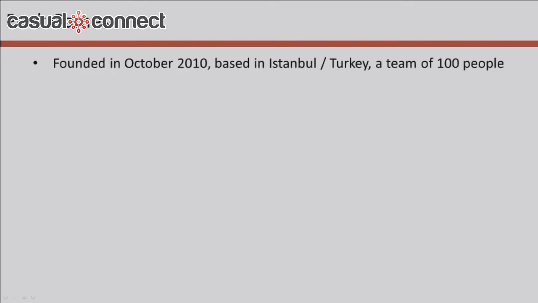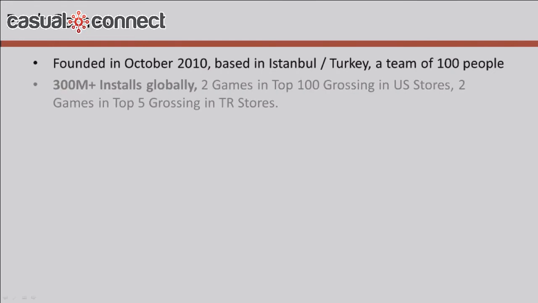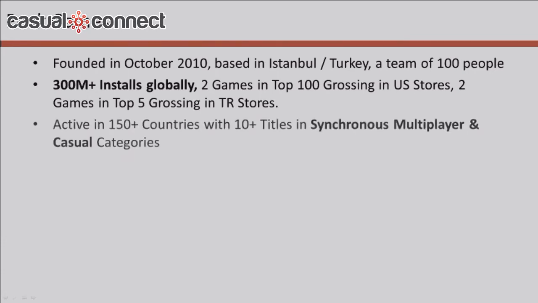So, Peak Games was founded 5 years ago. We're based in Istanbul with more than 100 people at the moment. We're doing basically two genres: casual puzzle games, and board and card games. We now have two target markets, US and Turkey, and we have two top grossing titles in the US market in the top 100, and three top grossing titles in Turkey in the top 20.